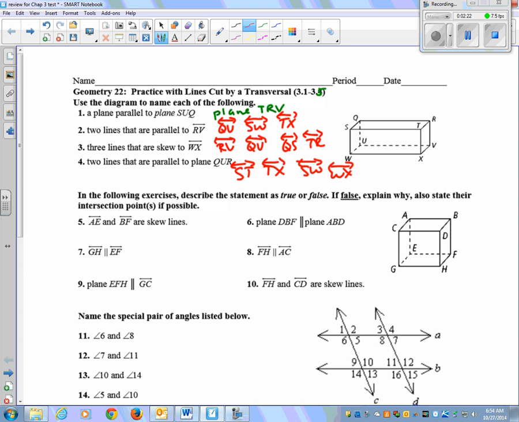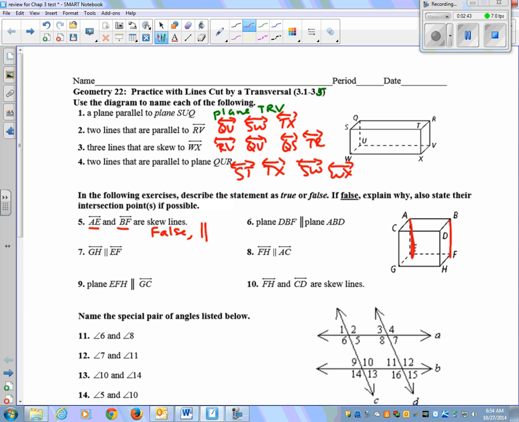Okay, in the following exercises, describe the statement as true or false. If false, explain why. Also state their intersection points if possible. So line AE and line BF are skew lines. AE and BF are skew. That's false because they're parallel.